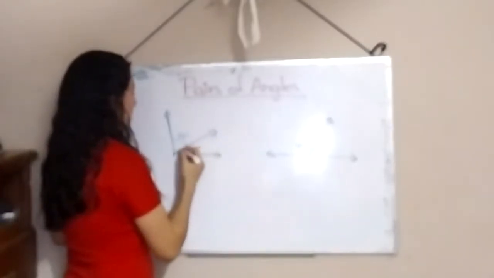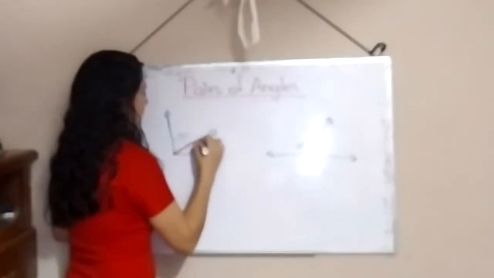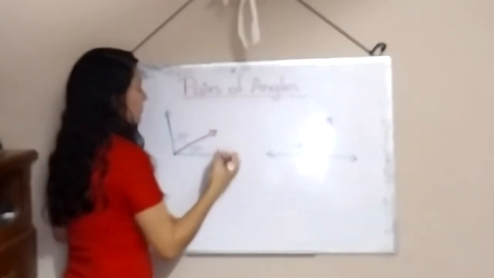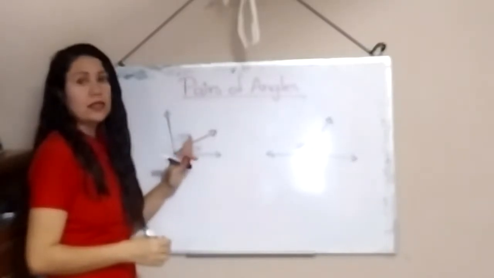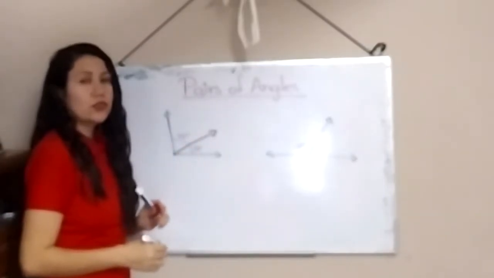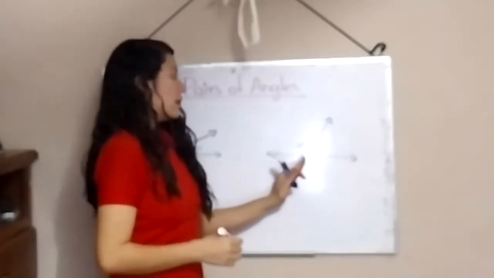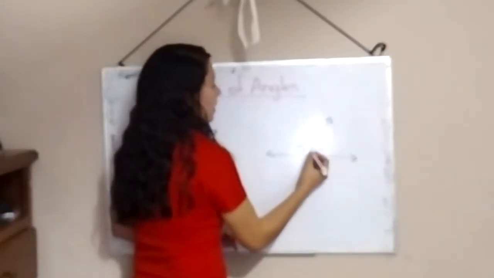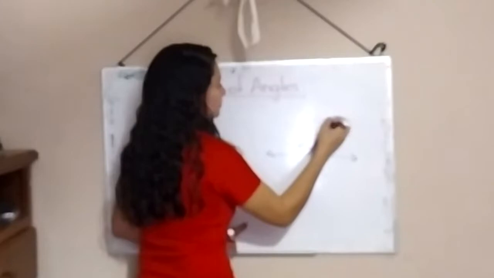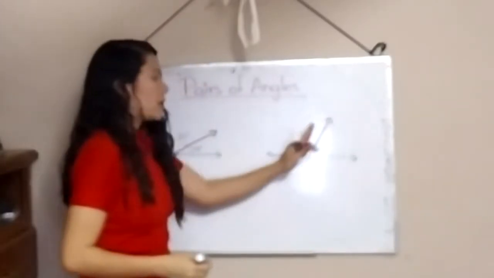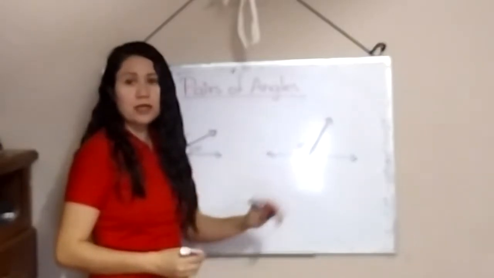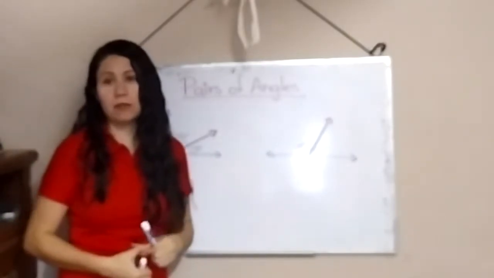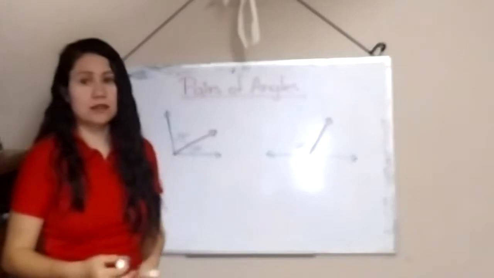Okay? Here we have this ray in the middle. That is a side of the 60-degree angle and also of the 30-degree angle. Here, this ray right in the middle is part of the 60-degree angle and it is also part of the 120-degree angle. So both of them are adjacent angles.